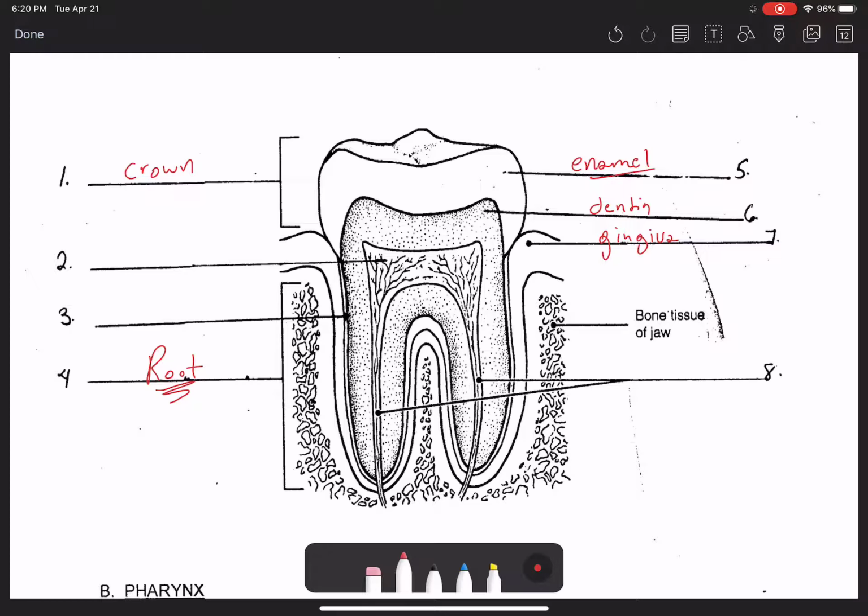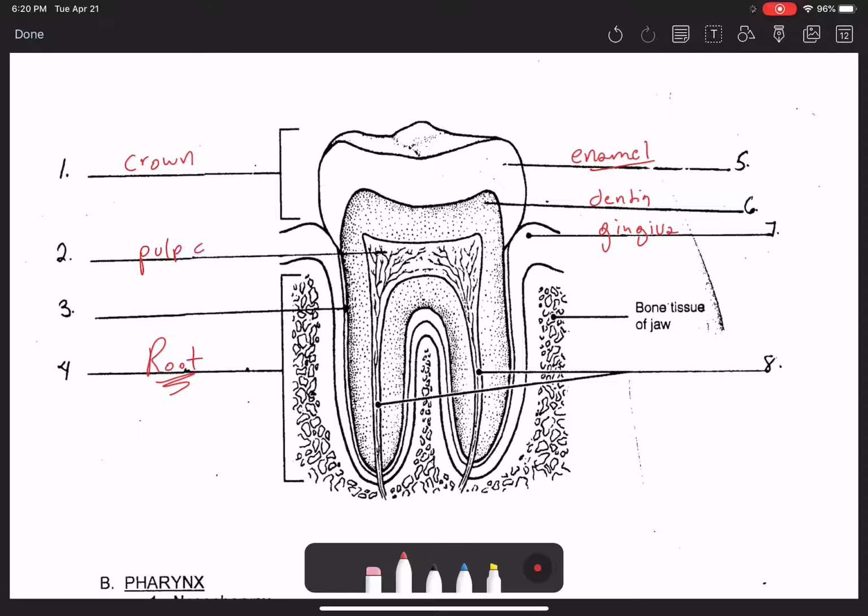At the very center of the root of the tooth, at the deepest part of the root that's completely enclosed by the dentin, we have the pulp cavity. And the pulp cavity is continuous with the root canals, also at the deepest component of the root of the tooth. Now, the entire root of the tooth is surrounded by this connective tissue known as the cementum.